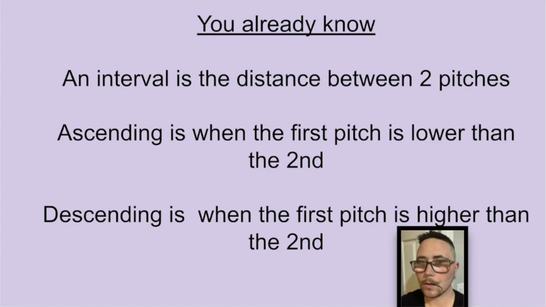Ascending is when the first pitch is lower than the second, like that. The second note is higher than the first. Descending is when the first pitch is higher than the second. The second note is lower than the first. That is descending. Okay, so all that information is wonderful, but let's break it down so it makes sense.